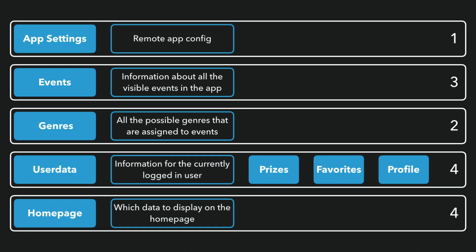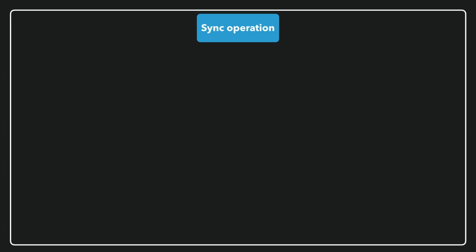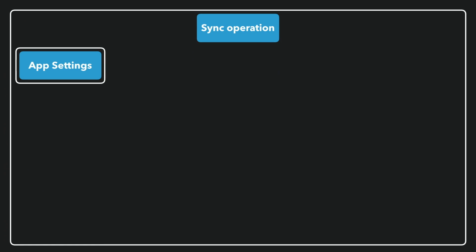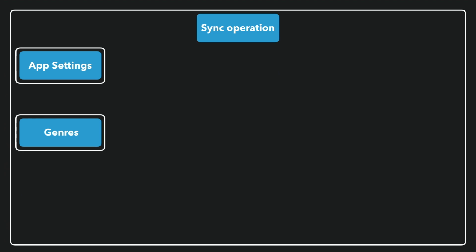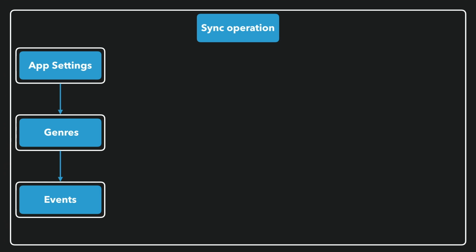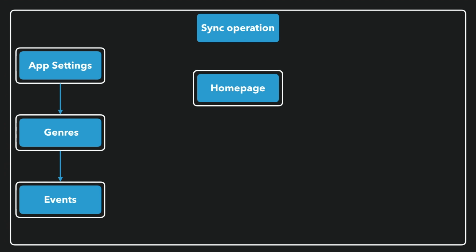So, in the beginning I showed you this image with the 4 steps that we needed to perform. In an operation, it could look a little bit like this. We have a synchronization operation, which has its own operation to fetch app settings. The next one was genres, which has app settings as a dependency. That's just coded in the software. It says, before doing this, it depends on app settings. Events has its own dependency. The homepage, again, has a dependency on events.